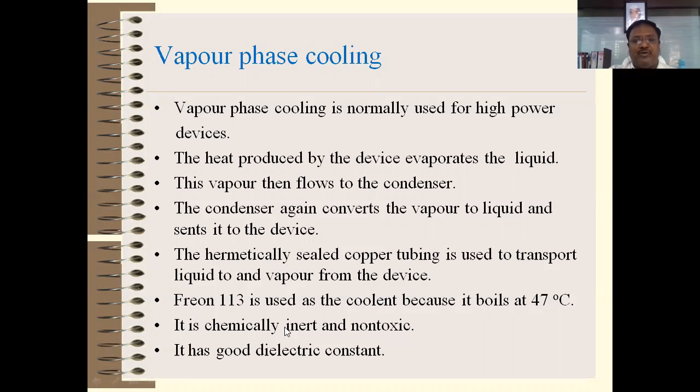So in this vapor phase cooling, this particular coolant is used so that it immediately boils at 47 degrees Celsius and generates the vapor, right? So that the temperature of that particular tank, you can say, where the heat sink fins are dipped, is maintained. Otherwise the temperature of the tank may increase, and because of that the device may get damaged, right? So this is most important, the coolant, and the condenser that is additionally required.